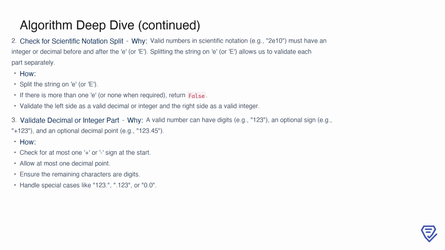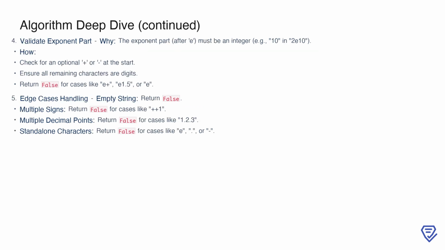Some special cases to handle here include formats like 123.123 or 0.0, which are all valid decimals. When validating the exponent part, it's important to remember that it must be a valid integer. This means it can start with an optional plus or dash sign, but the remaining characters must all be digits. Cases like e+, e1.5, or a standalone e are invalid because they fail to meet these criteria.